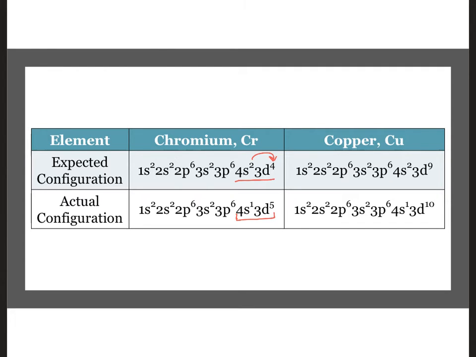Copper does the same trick, but this time borrows a 4s electron to complete the 3d subshell, which increases the stability of the atom. In general, we see that when an element has a configuration that is one electron away from having a half-filled or filled D subshell, then an S electron will move to achieve that lower energy configuration.